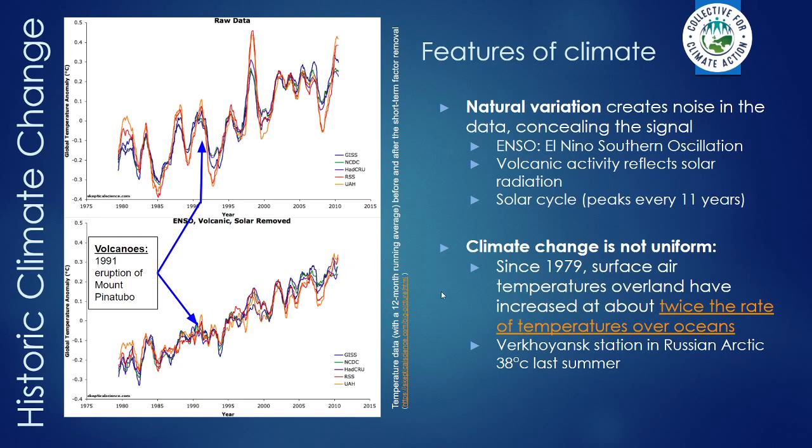Another problem with climate is that it doesn't change in a uniform way all over the Earth, because the Earth's a very diverse place. Since 1979, we know that surface air temperatures over land have increased about twice the rate of temperatures over the oceans. That's largely because of the cooling, or moderating, effect of water in the atmosphere. If you're on the coast, it will never get really, really hot. And if you go to the rainforest where there's lots of humidity, it can't get any hotter than mid to high 30s because there's too much water in the atmosphere.